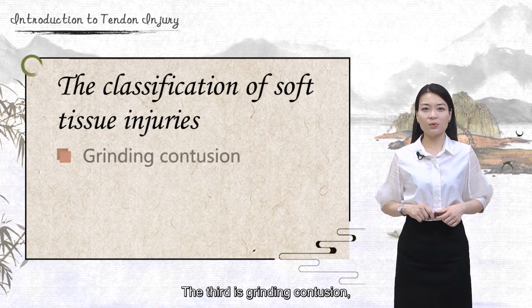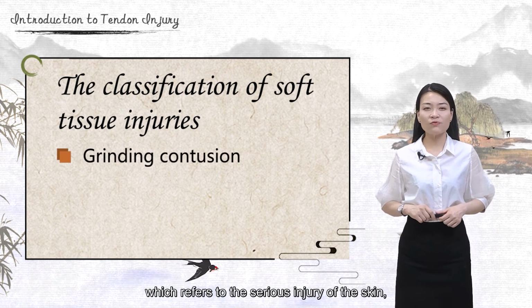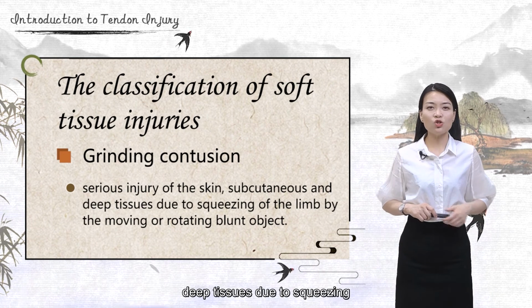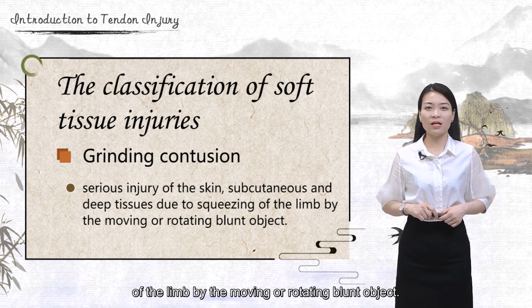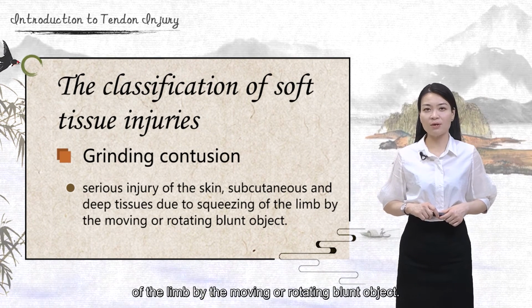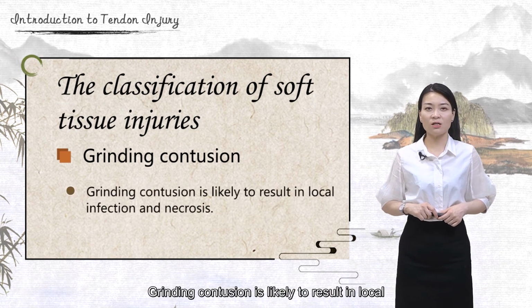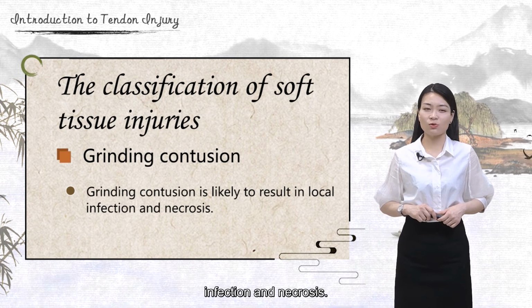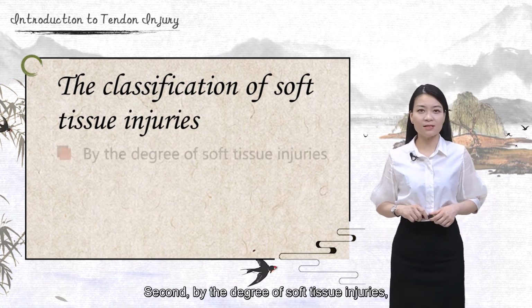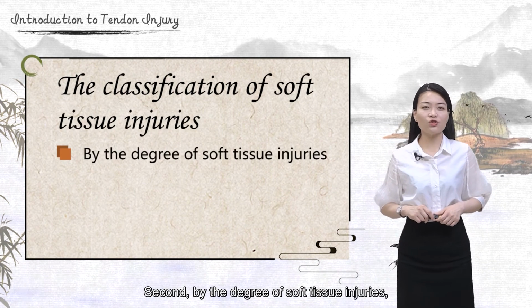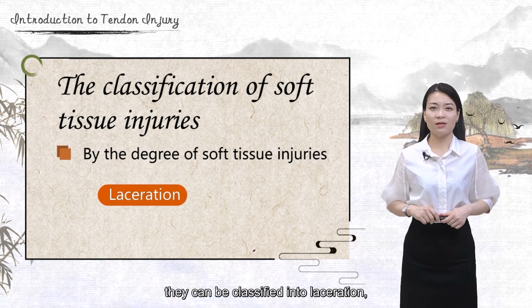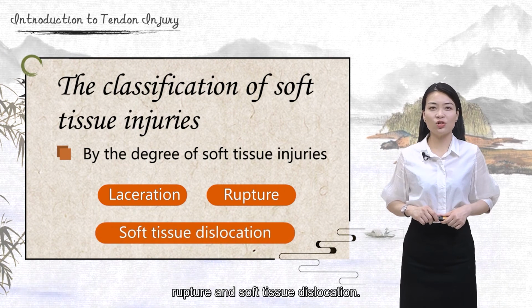The third is grinding contusion, which refers to the serious injury of the skin and deep tissue due to squeezing of the limb by the moving or rotating blunt object. Grinding contusion is likely to result in local infection and necrosis. Second, by the degree of soft tissue injuries, they can be classified into laceration, rupture, and soft tissue dislocation.